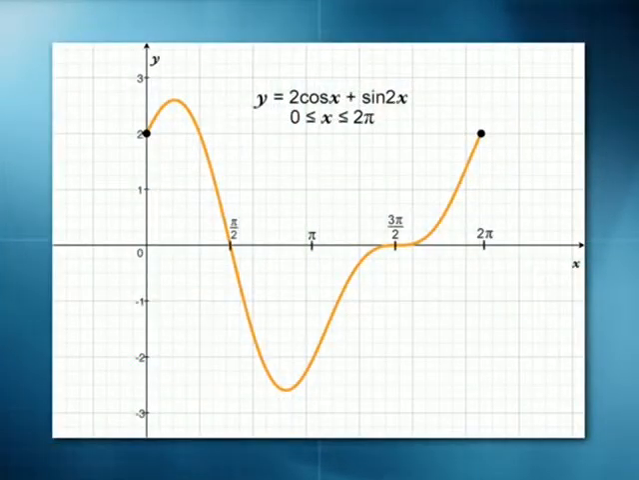Here's a graph of the function 2 cosine x plus sine 2x on the interval 0 to 2 pi, and you see the roots, pi over 2 and 3 pi over 2, and they're repeated because of the periodicity up and down the real line.